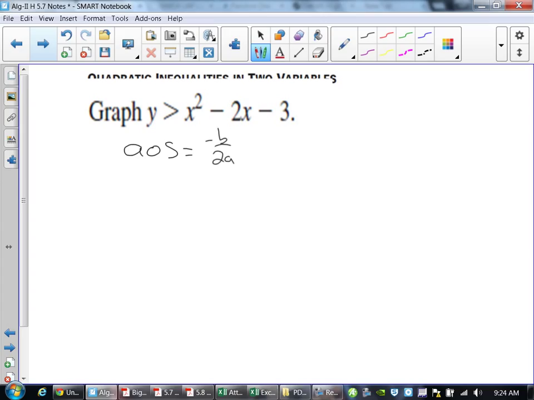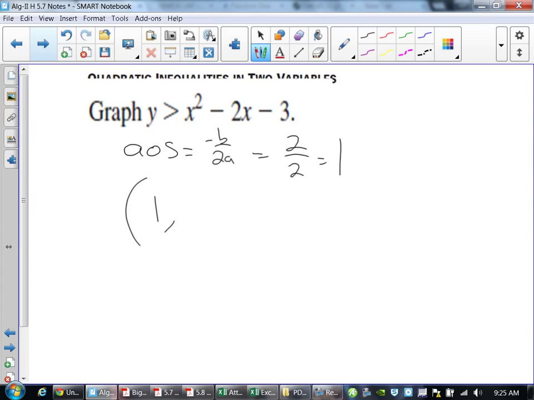So negative b over 2a: negative negative 2 over 2 gives us 2 over 2, so our axis of symmetry is x equals 1. How'd you find your vertex? Doesn't the vertex lie on the axis of symmetry?